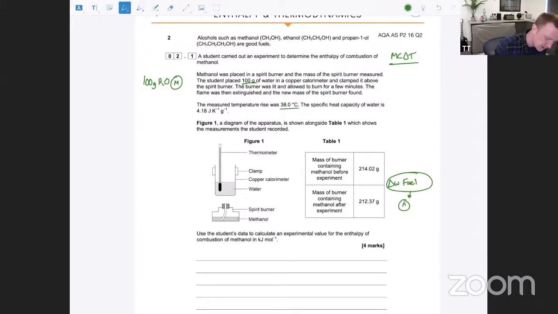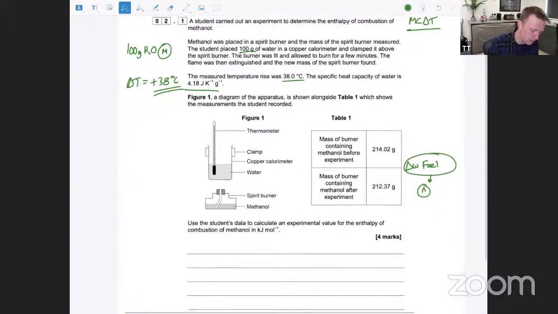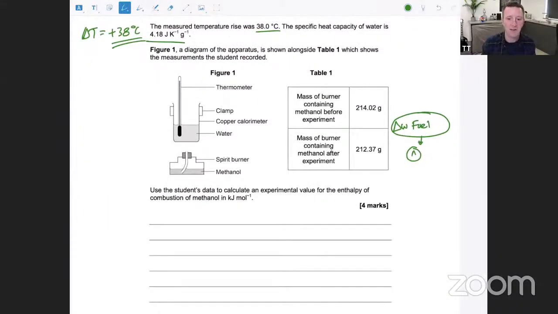Temperature rise was 38 degrees. So delta T equals plus 38 degrees Celsius. Okay, plus 38 because it's gone up in temperature. That's important, and I'm going to explain why in a second. And we've got our specific heat capacity, standard 4.18. Always use the number they give you in the question, or for some examples, it's in the data sheet. So we've got a diagram of apparatus, looks like a standard one to me. We've got a copper calorimeter that transfers the heat energy.